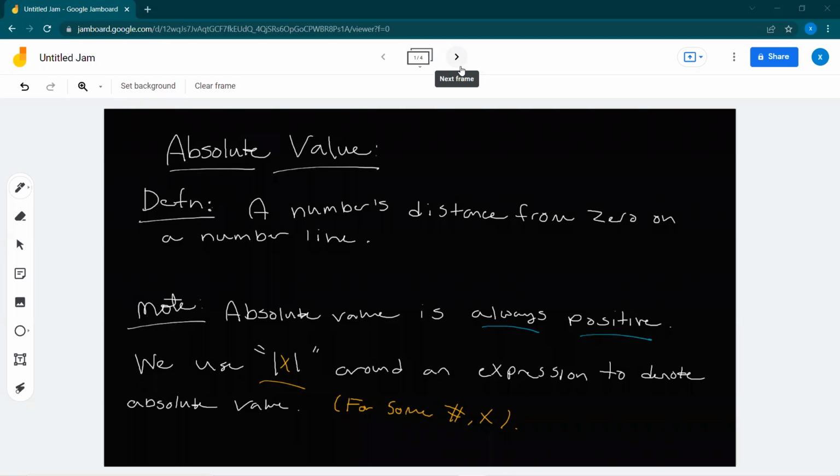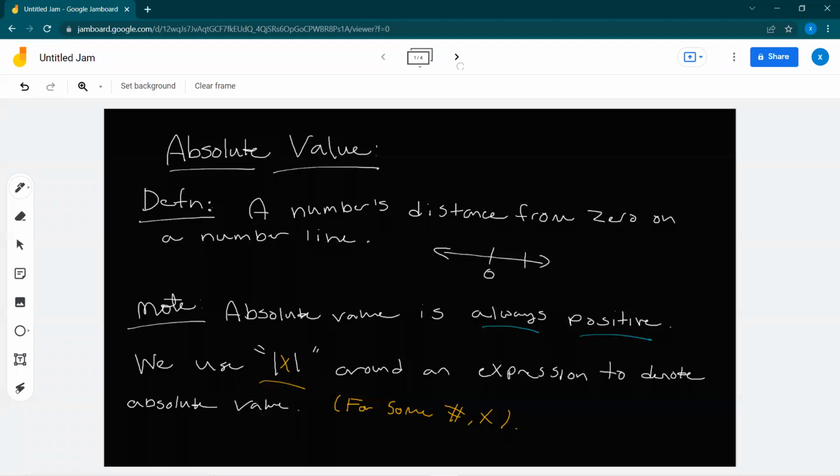Today we're going to talk about a concept called absolute value. Some of you may be familiar with this, some of you may not, but basically absolute value is a concept referring to a number's distance from zero on a number line. For instance, I can draw a number line here to show you what I mean.